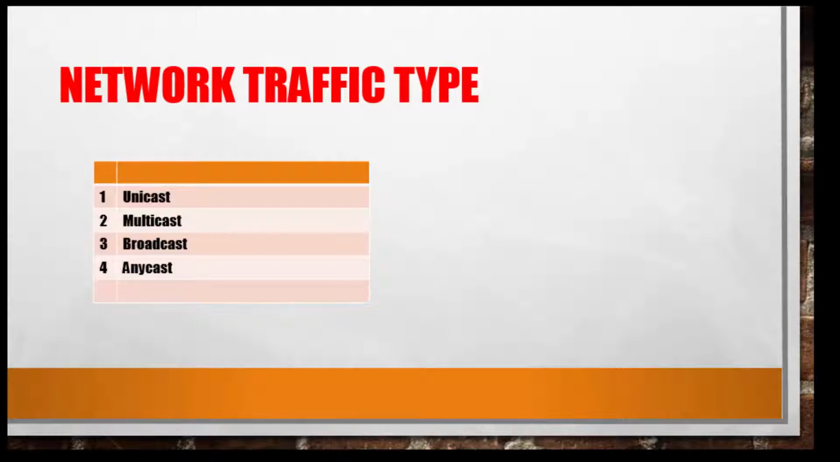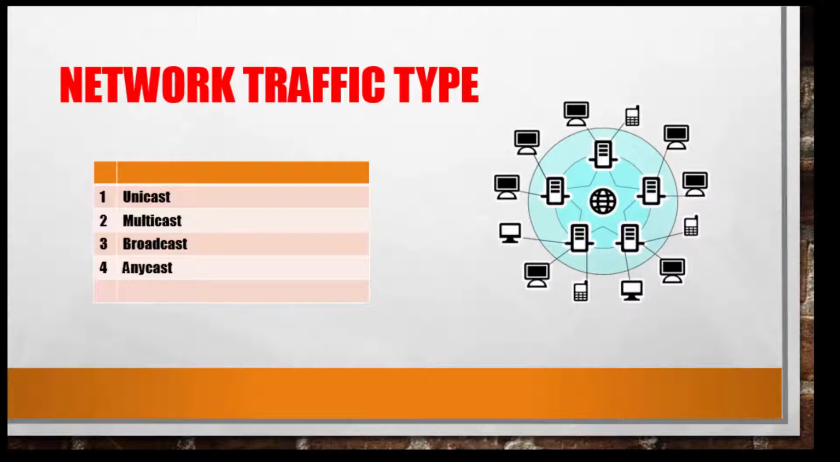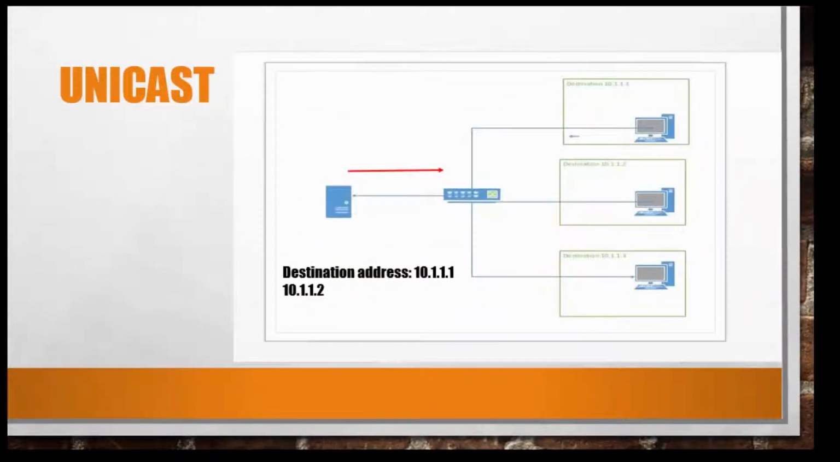So let's start talking about network traffic types. We are going to be talking about Unicast first, the first one of the whole list. Remember that the whole list is Unicast, Multicast, Broadcast, and ANYCAST, as we mentioned before. With Unicast, the traffic travels from a single source device to a single destination. So you're going to see over here, for example, a server that is sending information through the switch, and it's going from 10.1.1.1 to 10.1.1.2.